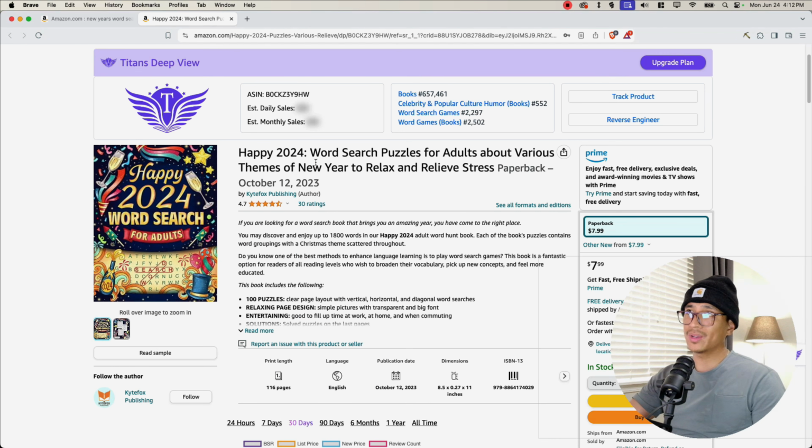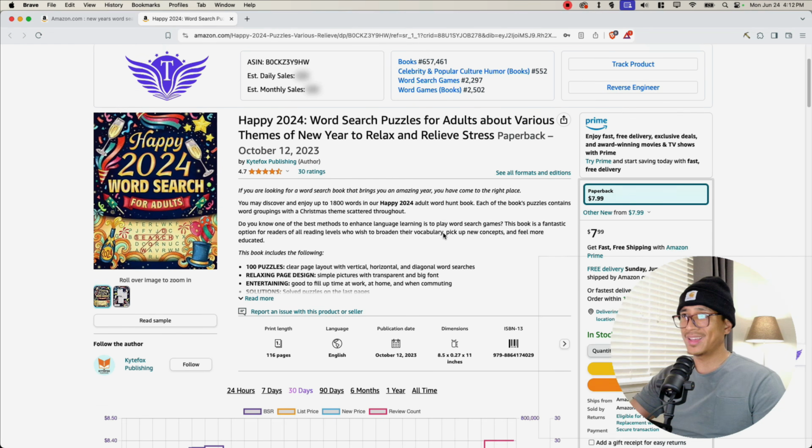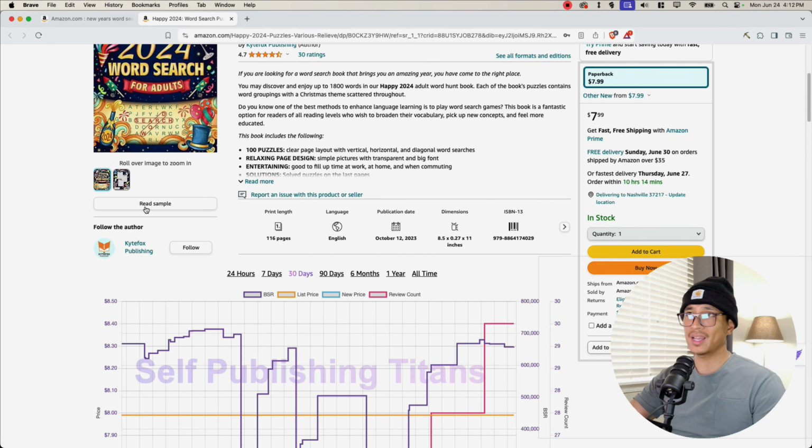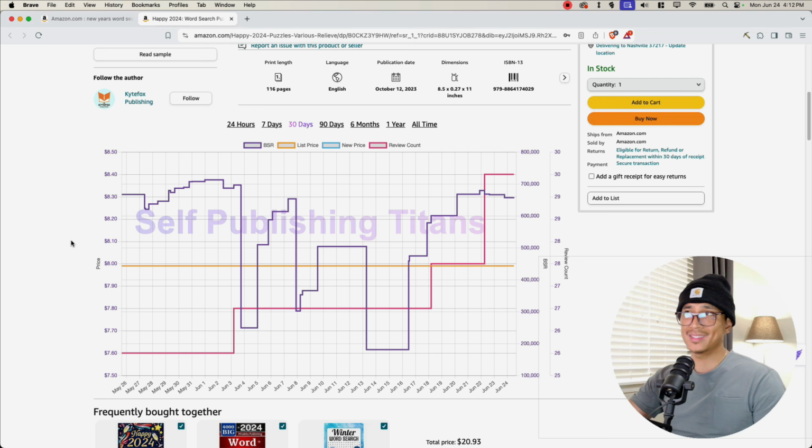So if we look at this one right here, it has a ranking of 657,000 right now. It was published on October 12th of 2023. It has a 4.7 out of 5 rating, 30 ratings overall. So a very, very good book. And it's priced at $7.99. So if we look at the sales rank, we can see for the past 30 days, it's actually selling a couple times.